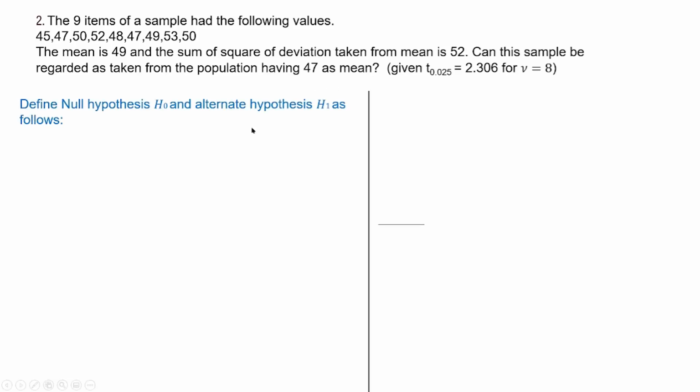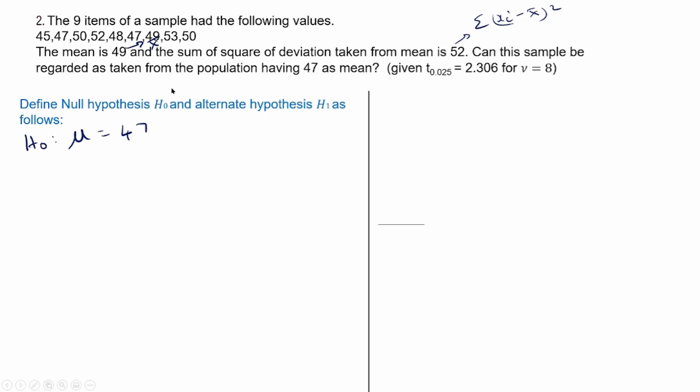We need to check whether this sample was taken from the population having 47 as mean. So again let us write the null hypothesis and the alternate hypothesis. Define null hypothesis H0 and alternate hypothesis H1 as follows. H0 is mu equal to 47. Here it is given the mean is 49 and sum of square of deviation taken from the mean is 52. This sentence is given along with this sample observations. So this is x bar, and this is summation xi minus x bar the whole square.